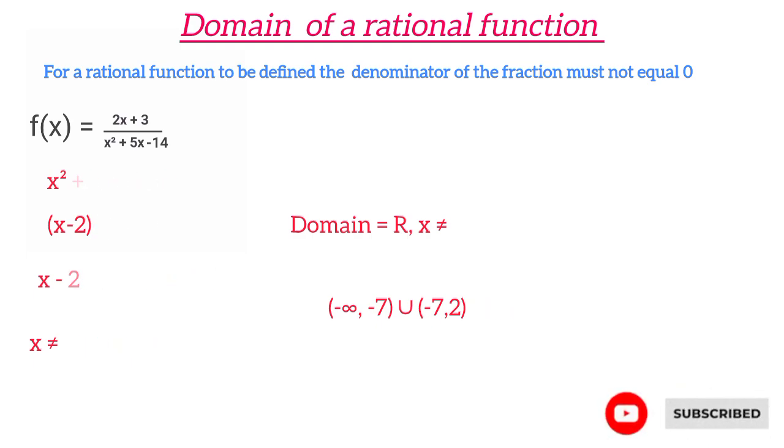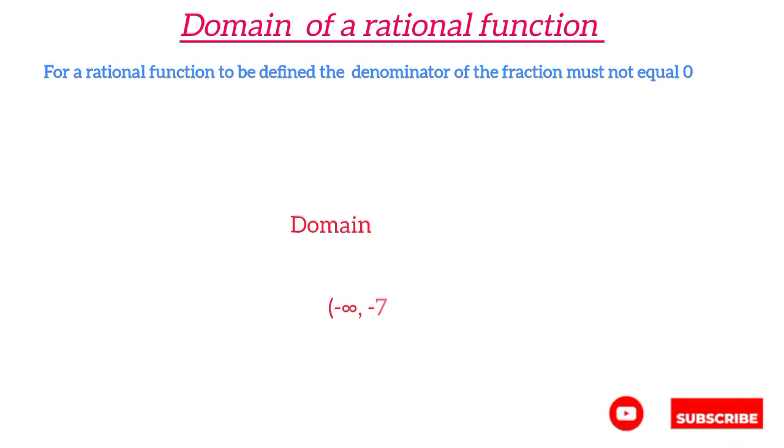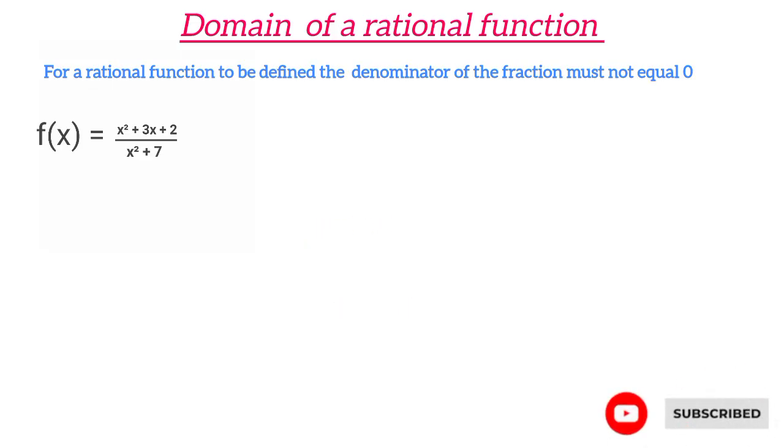Now, let's take this example. We have that f of x is equal to x squared plus 3x plus 2 over x squared plus 7. To solve this, we simply set the denominator not equal to 0. So this becomes x squared plus 7 not equal to 0. Subtracting 7 from both sides, we have x squared not equal to minus 7.